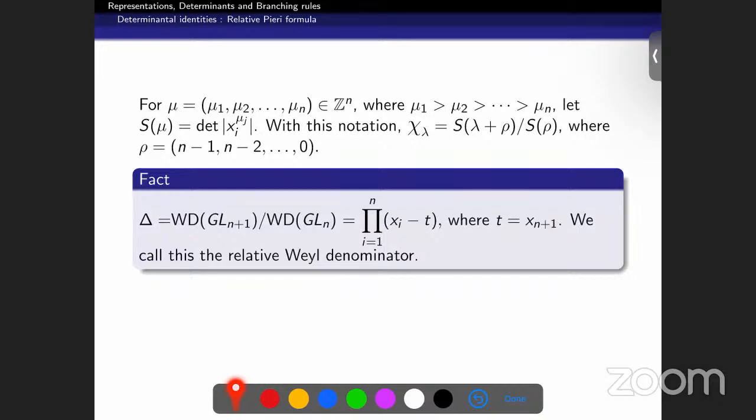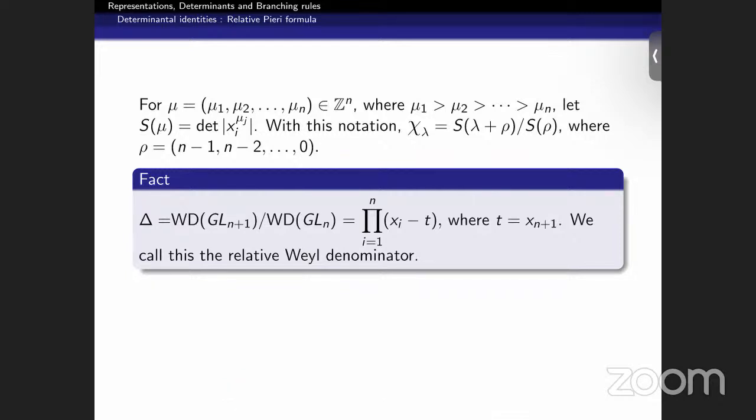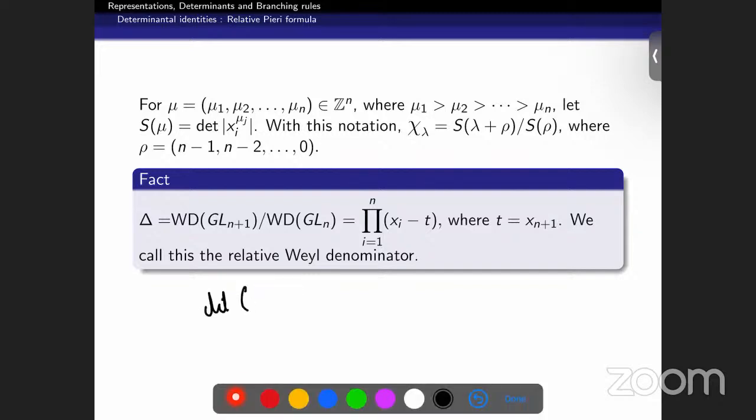So, okay, that thing went away. But if you remember, the denominator was given by the determinant of xi power n minus j, and we know that this is nothing but the Vandermonde determinant, right? So this is the product over i less than j of xi minus xj, right?